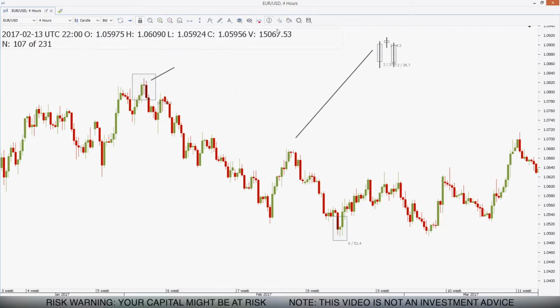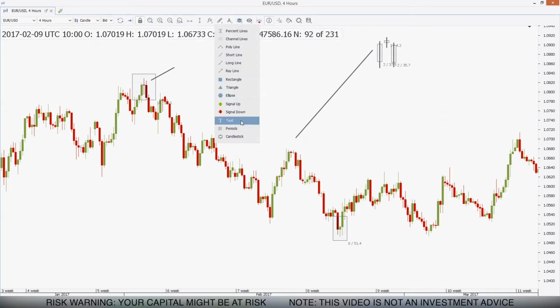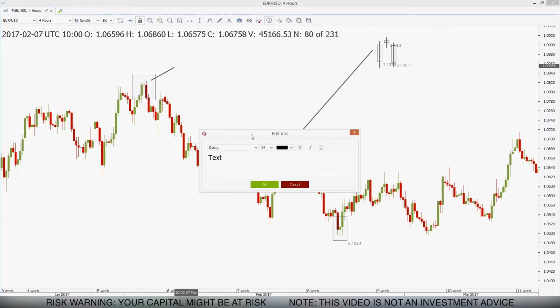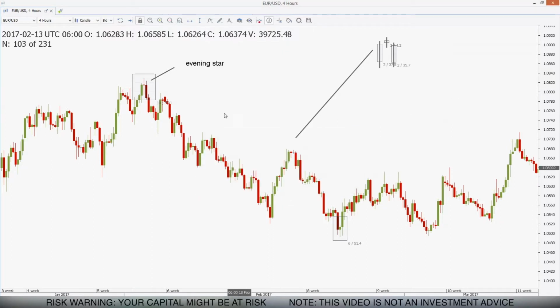An evening star, sorry, not a morning, an evening star. Why an evening star? It is a bearish pattern. It forms at the end of a bullish trend, evening star. So bearish pattern. So this is an evening star, a group of three candles.